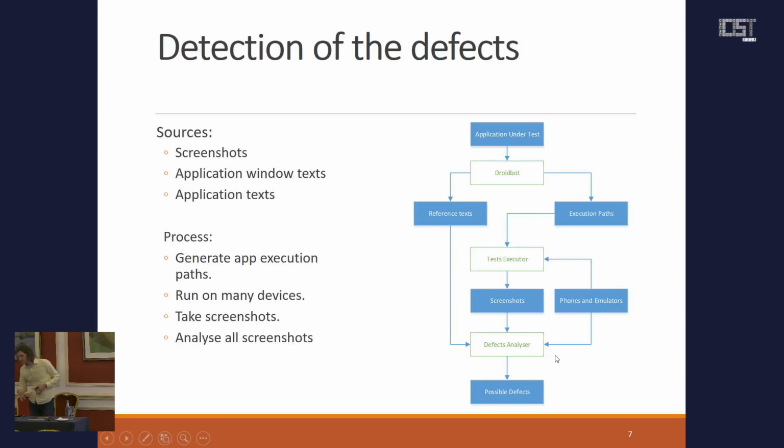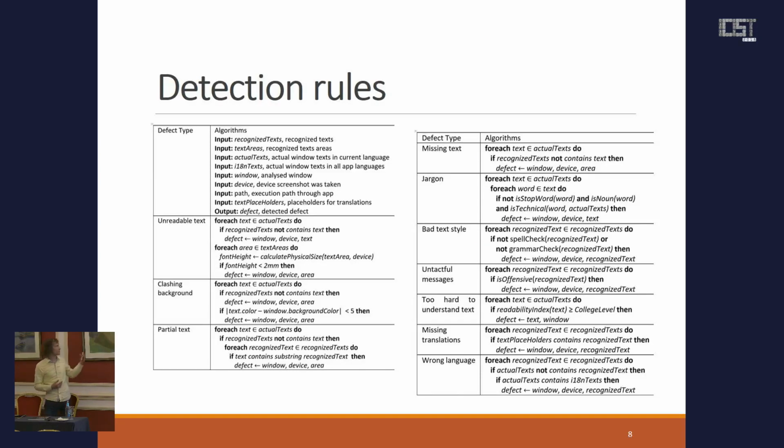Then we have our defect analyzer, which reads as input those screenshots and the actual texts which were supposed to be. It goes through one screenshot at a time, step by step, and executes a set of rules for each defect to find it. Here we present a rule, or a small algorithm, for detecting each type of defect in our application. There's no point in explaining all of them, so let's go with my favorite ones.